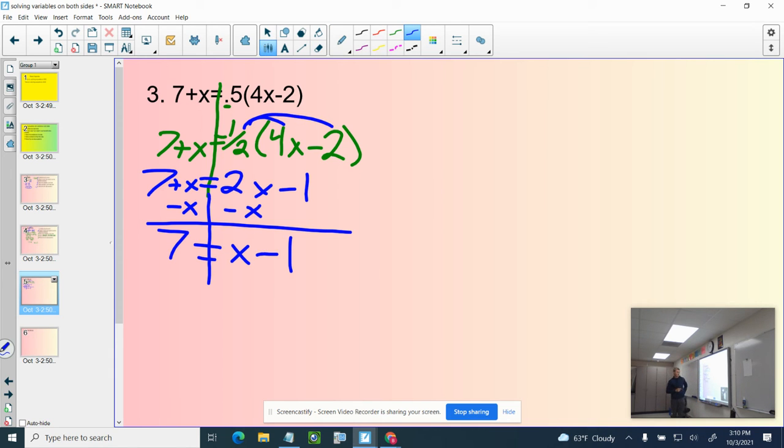Okay, and then now it's going to be typically solving a two-step equation, but x has no coefficient, so it's just going to be a one-step. And so we're just getting our constants, our numbers without variables, to the other side. So I'm going to add 1 and add 1. All right.